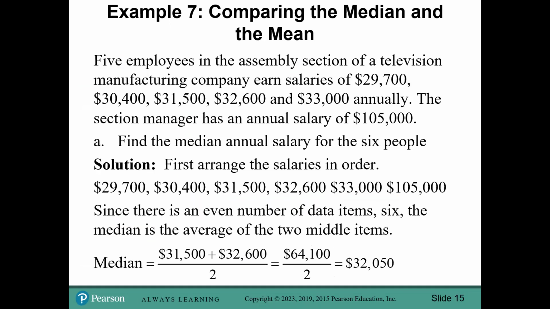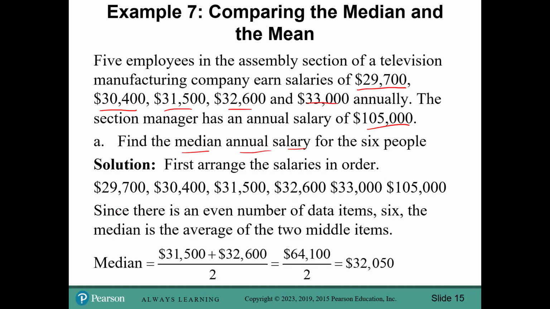Comparing the median and the mean. Let's take a look at this example here. 5 employees in the assembly section of a television manufacturing company earned salaries of $29,700, $30,000, $31,000, $32,000, and $33,000 with some change. The section manager has an annual salary of $105,000. So we're going to be asked to do 2 things. The first is to find the median annual salary for the 6 people. So that's the 5 employees plus the section manager.